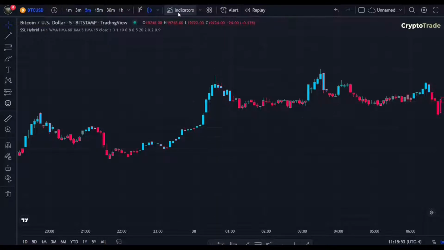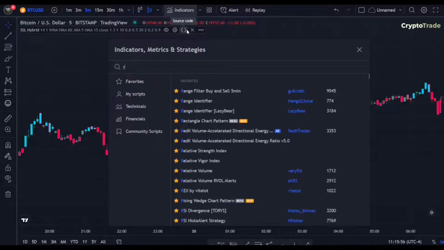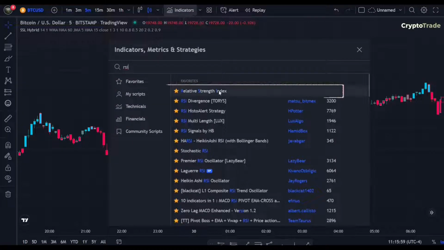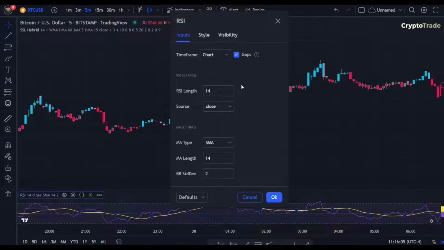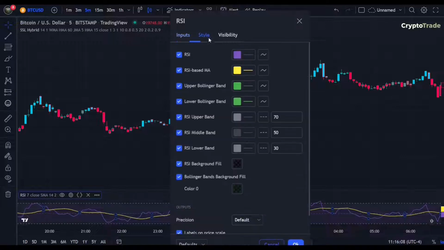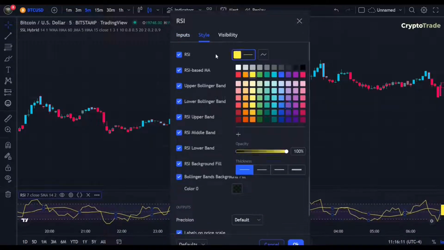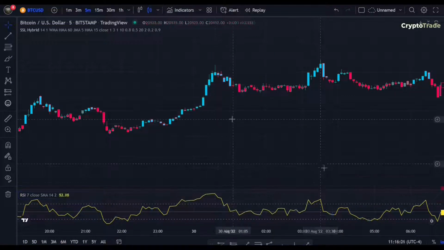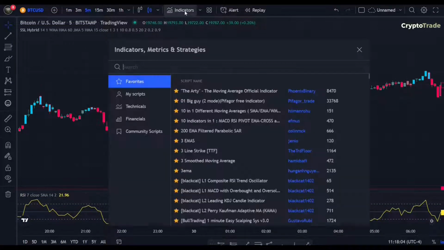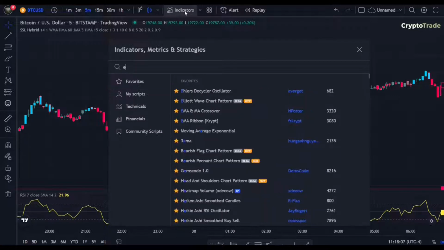To add the second indicator, open the indicator search box again and type RSI. Select this indicator, as shown here in the video. In the Inputs tab, change the RSI length from 14 to 7. In the Style tab, change the color of the first checkbox to yellow. Uncheck the second, third and fourth checkboxes. In the RSI middle band, replace the dashed line by a line. Uncheck the two background checkboxes. Click OK to finish. To add the third and last indicator, open the indicator search box again and type EMA.